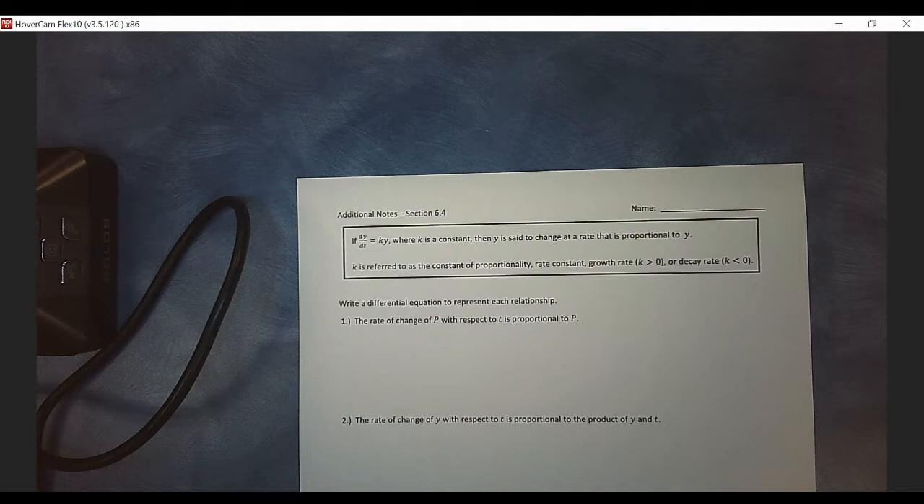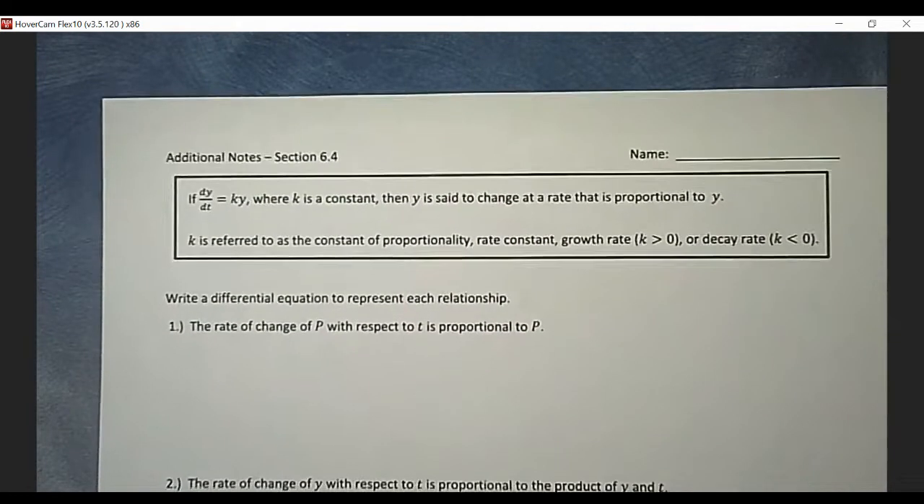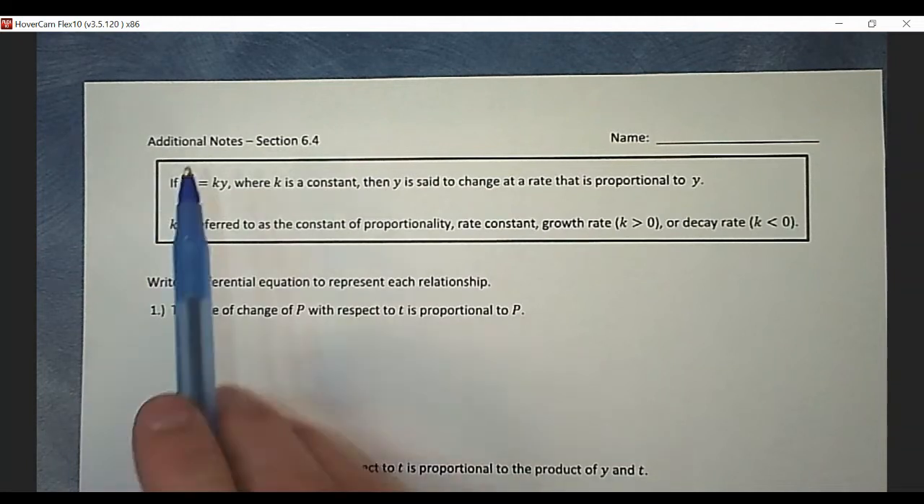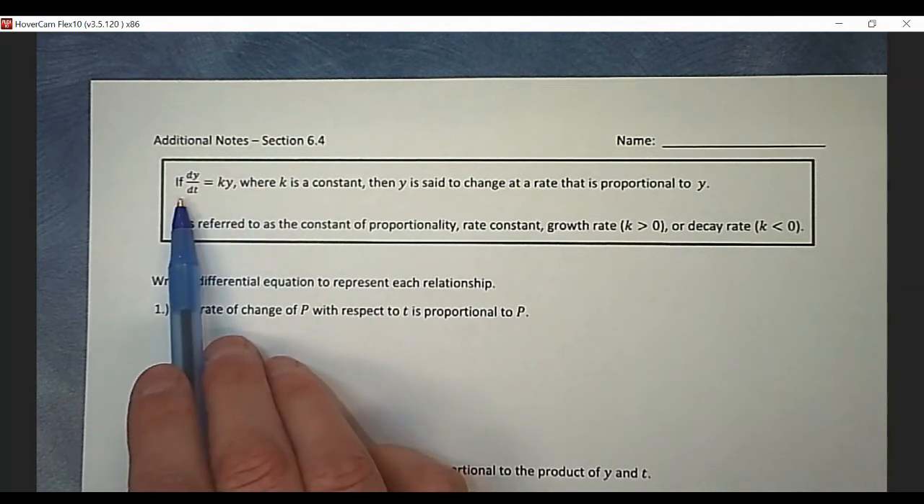Today we're going to be looking at an application, so a type of problem where we might use separation of variables to solve. And before we can actually get to that application, I need to introduce you to a little bit of vocab. So here's a little vocab practice on this handout. This handout is posted if you'd like to print it.